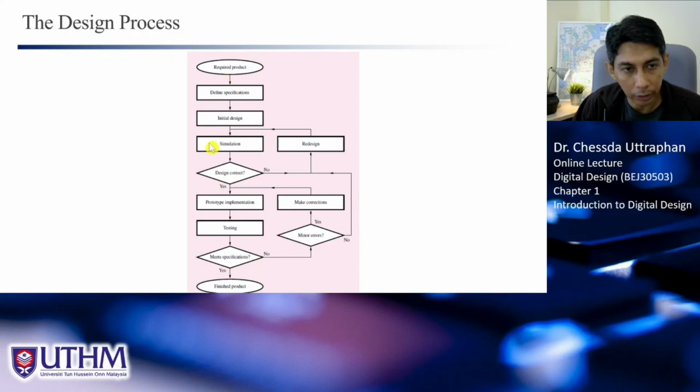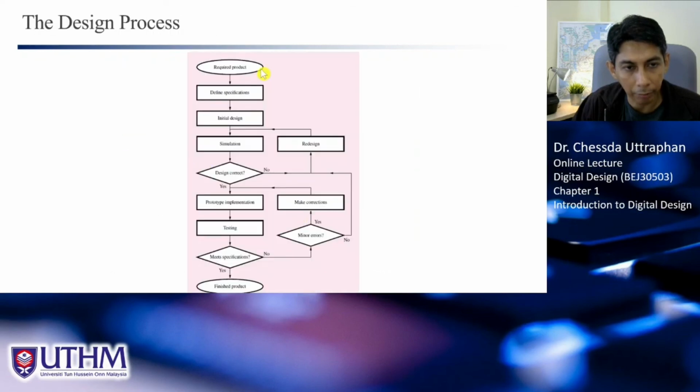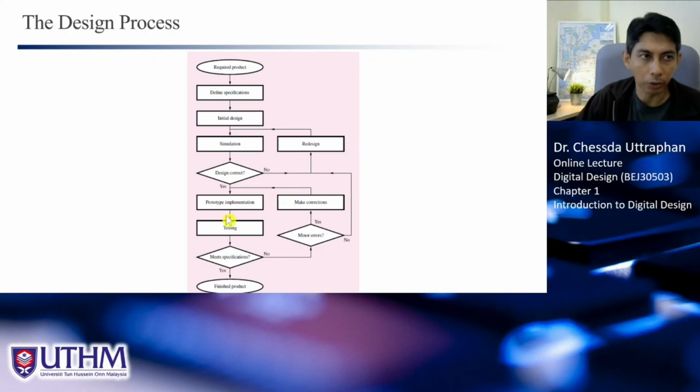All right, so this is the detailed design flow. This is actually pretty much the same as this one, but more in the flowchart view, or easier to understand. The product requirement, design specification, initial design, we simulate, design correct. If not correct, we need to go back to redesign, do the prototype, testing, meet specification. If no, need to go back. If the correction needs to be major, need to go back even further, all right, before we finish the product.